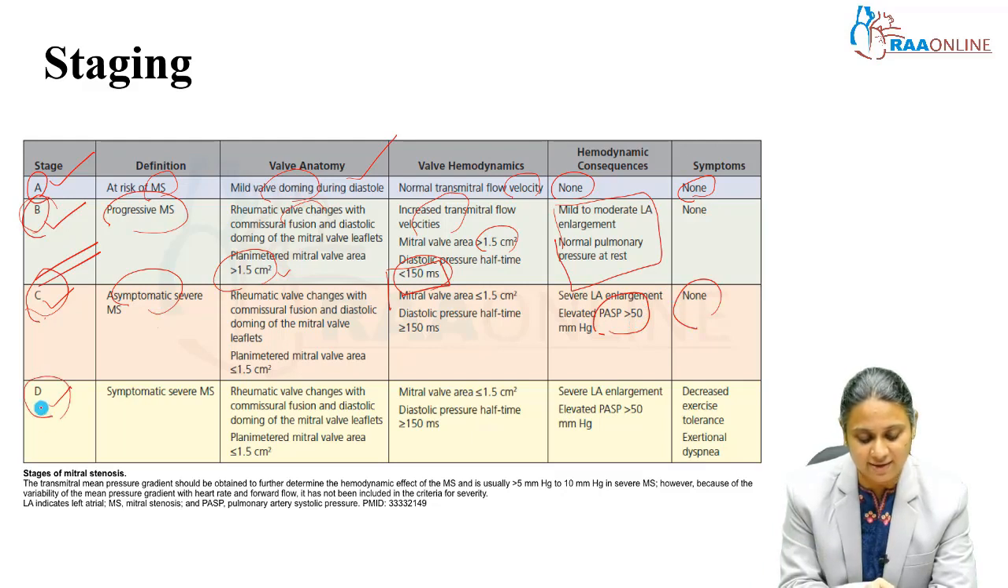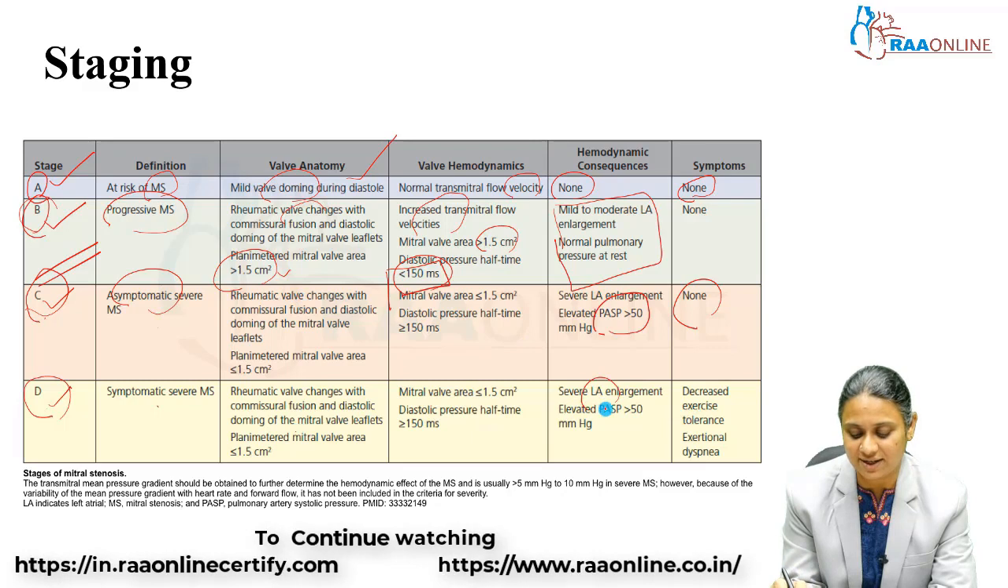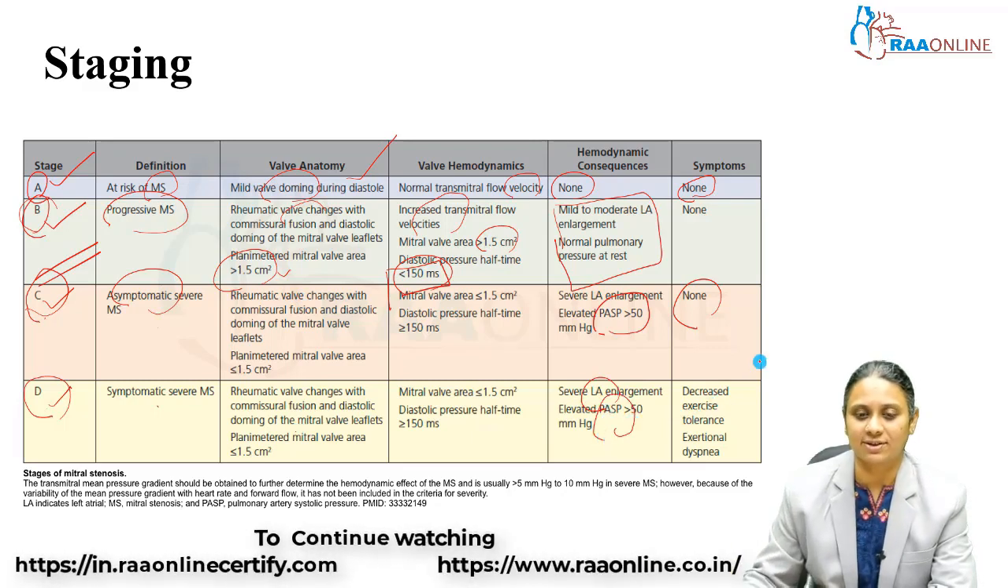While stage D is symptomatic, severe mitral stenosis, same as the echo pictures, but they have a significantly enlarged LA, PVH, PAH, reduced effort tolerance and exertional breathlessness.